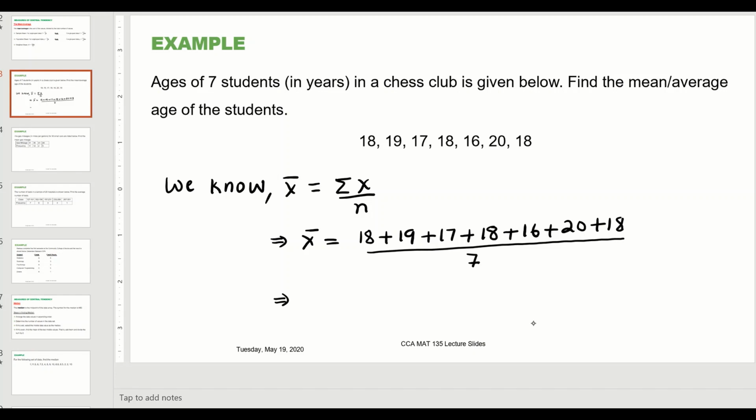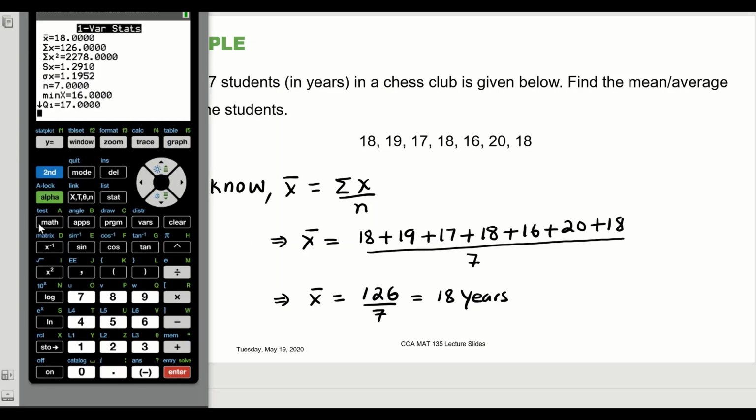So what we get is, if we add all these, you can add these using a calculator, it will be 126, and then divide that by 7, which is equal to 18 years. So the mean age of the students in the chess club is 18 years. You can also verify this result using a calculator. You must know how to do this on your TI-84 calculator.